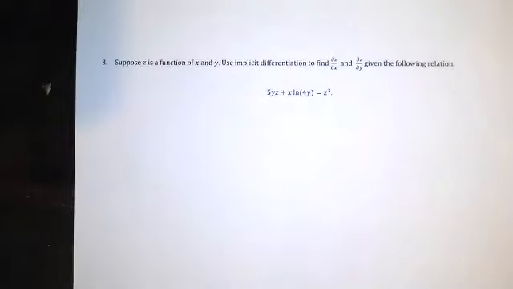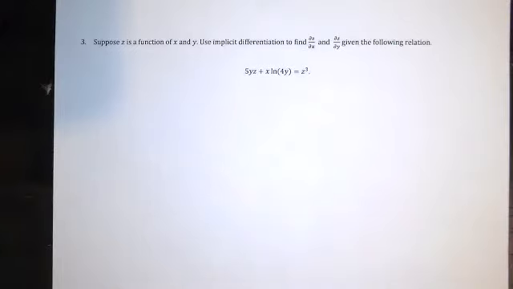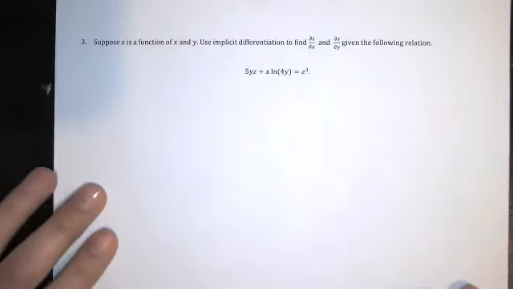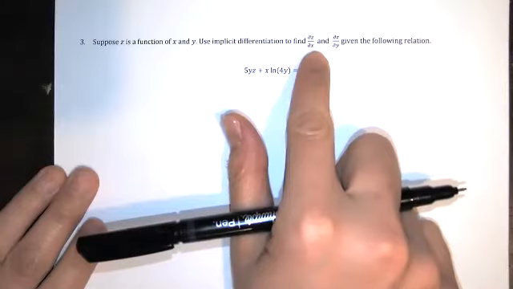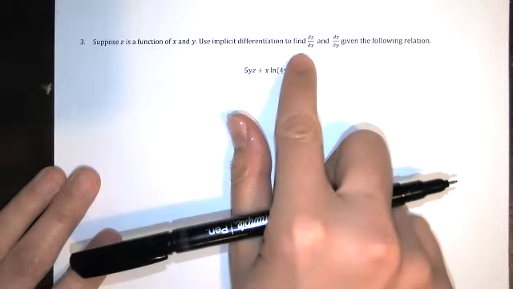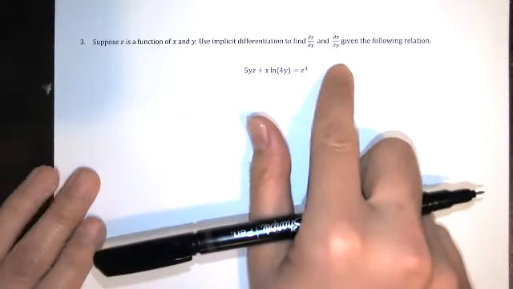Okay, that's it. All right, then we got one last problem. Here we're given Z. We're told Z is a function of X and Y. And we're asked to use implicit differentiation to find these two partial derivatives.